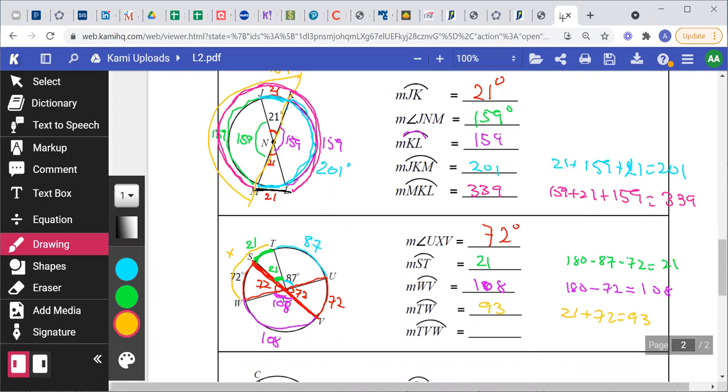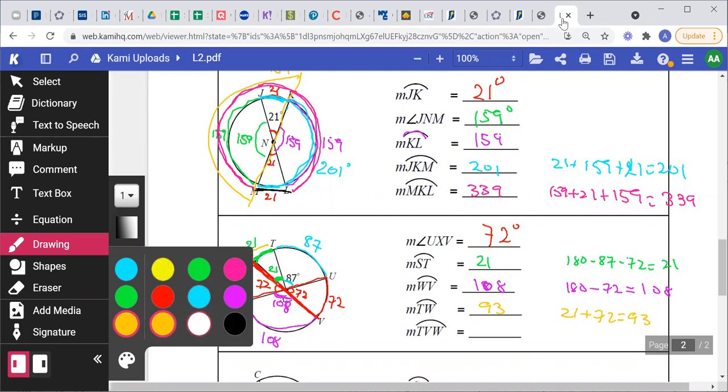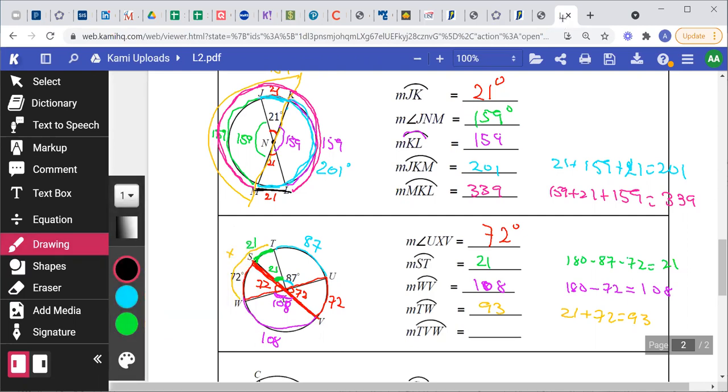Then TVW. So this time around, you see the difference now. They said TVW. So it means the other arc, which is a major one. So which color can I use? This black. T, then to V, and then to W. So which is going to be what? T to U, which is 87, plus U to V, 72, plus V to W, which is 108. And what does that give us? 267. Beautiful.